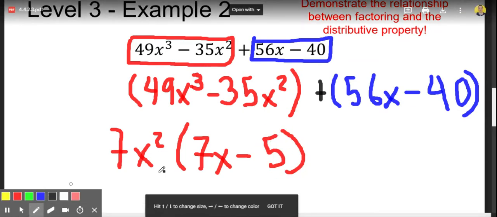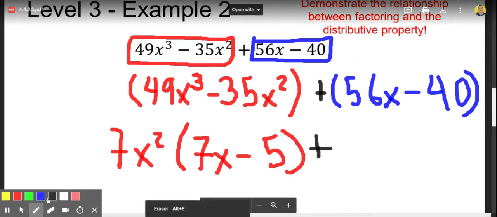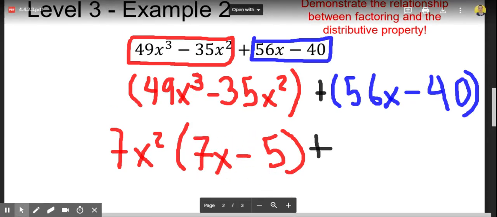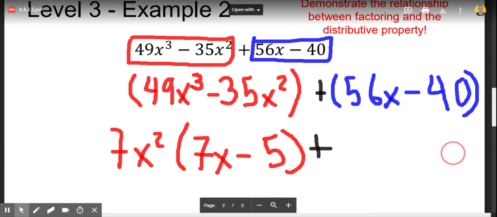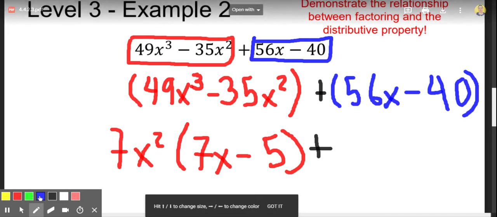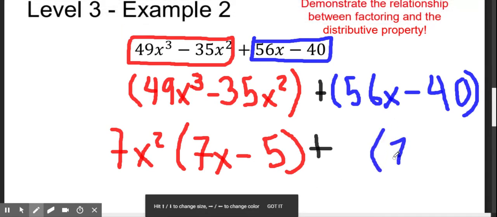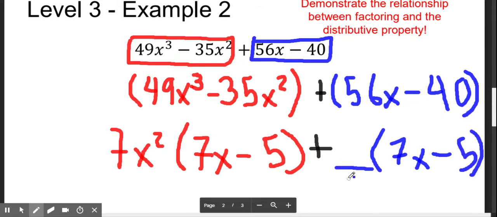So now looking at my second parenthetical that I'm adding, I have 56 and negative 40. This is a little difficult to see, but I'm going to give you the hint that you can look at the terms in here. Because theoretically, we want to see this parenthetical again. We want to see 7x minus 5 show up over here. So you can even go ahead and write that out, 7x minus 5. And that is going to be multiplied by some mystery number.